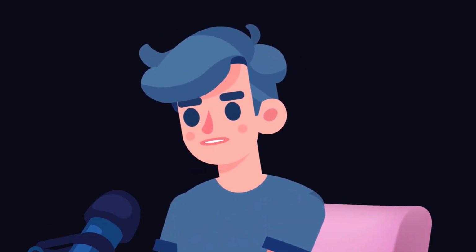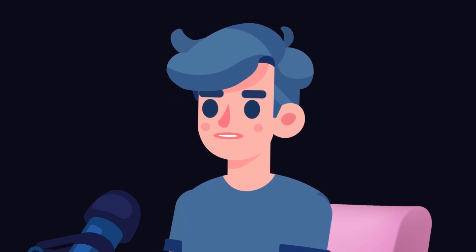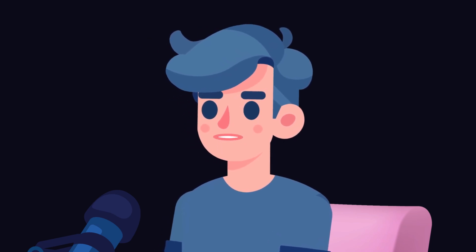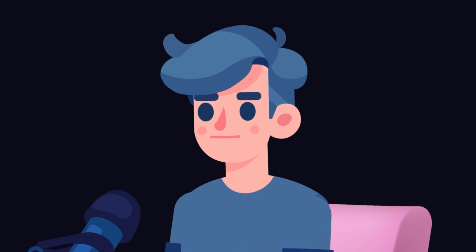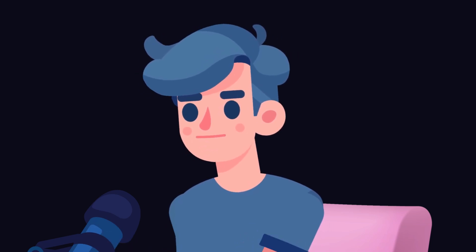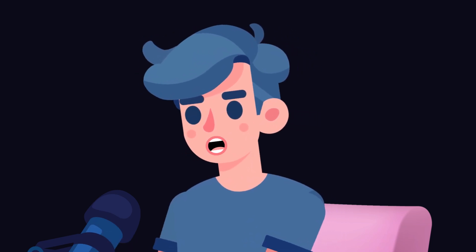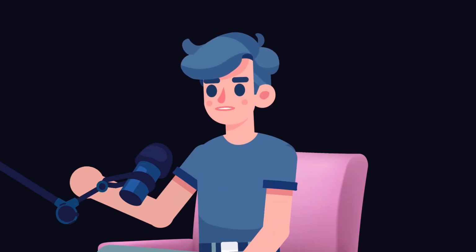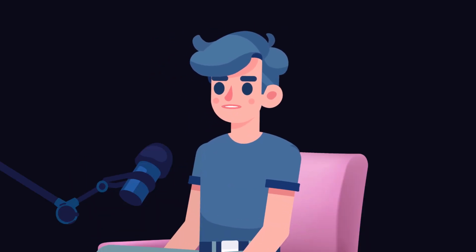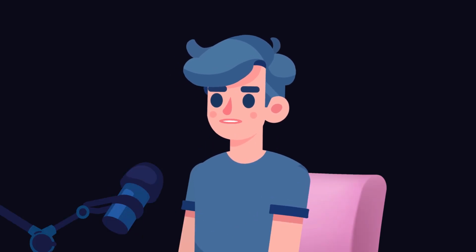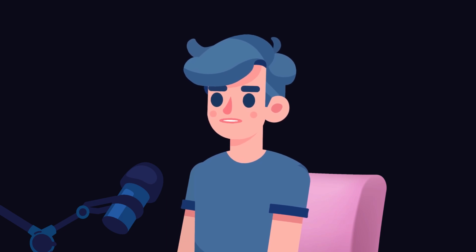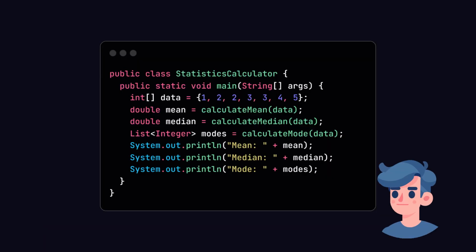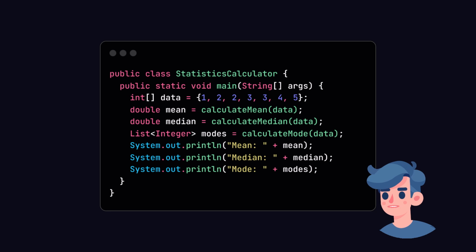To summarize what we've done, we have implemented 3 essential methods in our StatisticsCalculator class. calculateMean computes the average of the numbers. calculateMedian finds the middle value, handling both odd and even lengths. calculateMode determines the most frequently appearing values. These statistical measures can help you in various real-world applications, whether in data analysis, academic research, or any field that relies on numbers. Before we wrap up, here's a quick recap of the code.